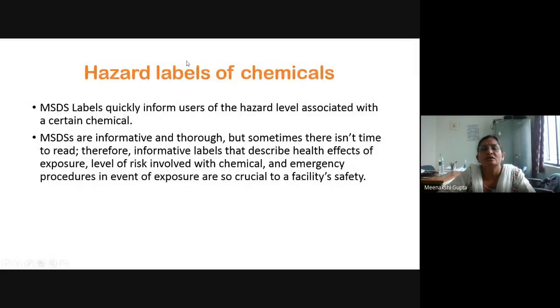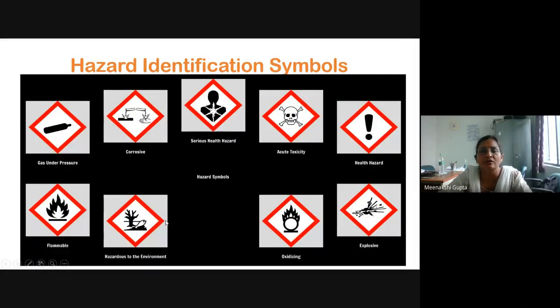Next, we'll talk about the hazard labels of the chemicals. So, a hazard label quickly informs the users of the hazard level associated with certain chemicals. We have already discussed that there are 9 different labels which are very commonly used, just to express the hazards which are possible for using a particular chemical.